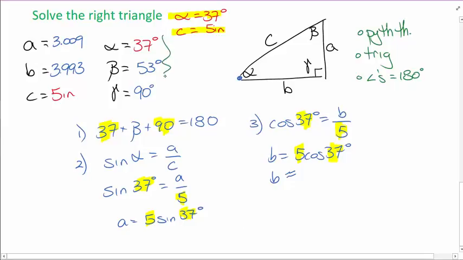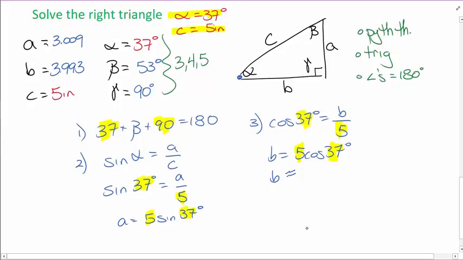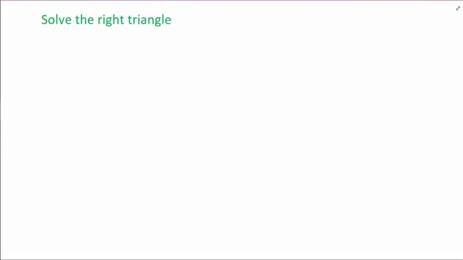Something of note here, this is very close to a 3, 4, 5 right triangle. It's a Pythagorean triple that we learned back in geometry. It's not precise, but essentially a 3, 4, 5 Pythagorean triple will have angles of very close to 37, 53, and 90 degrees.